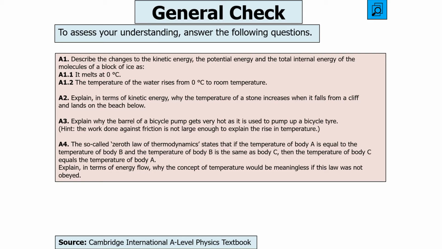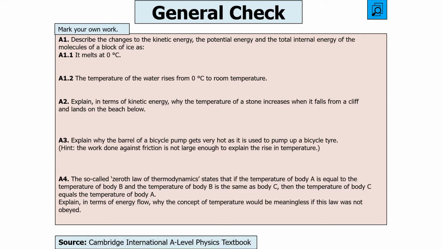And then the zeroth law of thermodynamics states that if the temperature of a body A is equal to the temperature of body B, and the temperature of body B is the same as body C, then the temperature of body C equals that of body A. Explain in terms of energy flow why the concept of temperature will be meaningless if this law was not obeyed. So pause the video now, then unpause the video when you want to go through your answer.